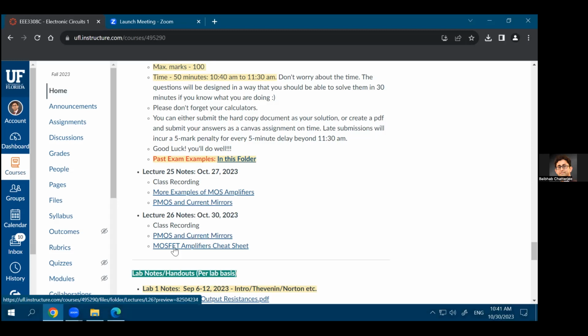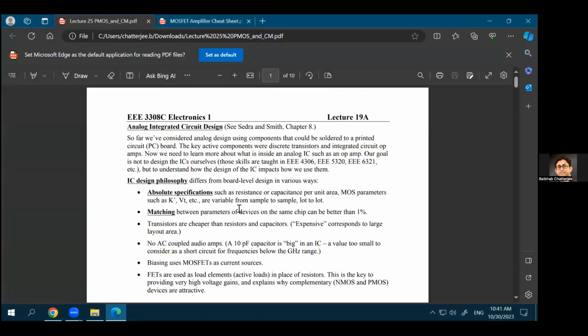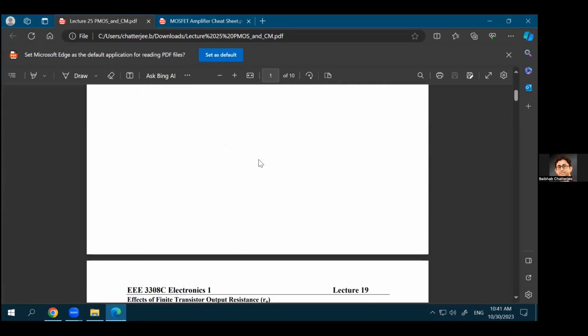And once we're done with that, I'll provide you a cheat sheet for MOSFET-based amplifiers. So if you have understood all the different details about NMOS transistors, PMOS transistors, and all the different amplifier structures that we have studied in the class so far, all you'll need is this cheat sheet to look into so that you have everything at the same place. So I'll also go over the cheat sheet a little bit, but before doing that, we'll be looking into the PMOS transistors a little bit.